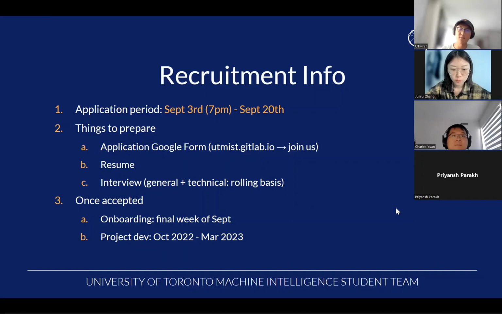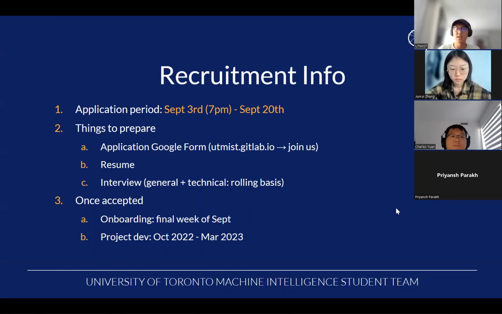And in the Google form, you'll have to choose your position, choose the projects that you're hoping to join, and also you're required to fill in a short prompt in regards to why you want to join certain projects. At the end of the form, you will be required to submit your resume. And on a rolling basis, the applicants we accept will be invited to an interview either from UTMIST directly or the project directors themselves.